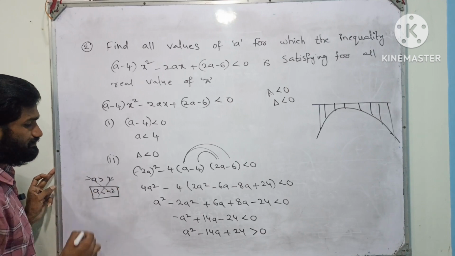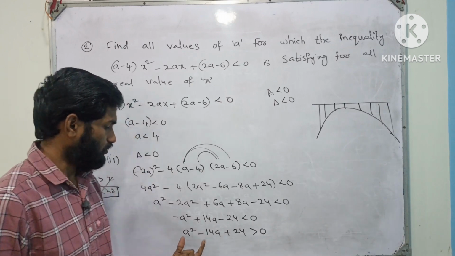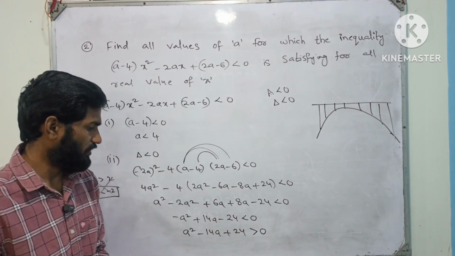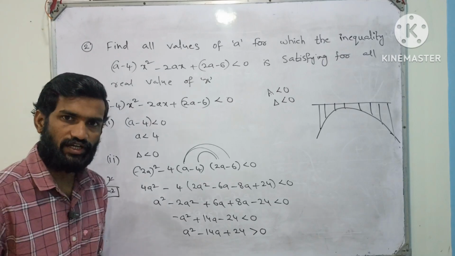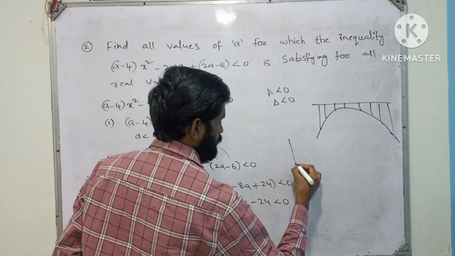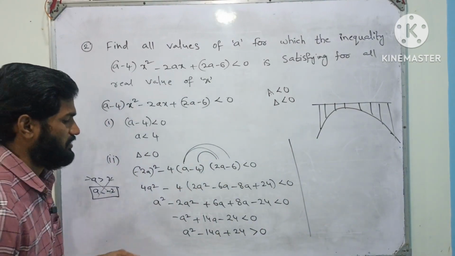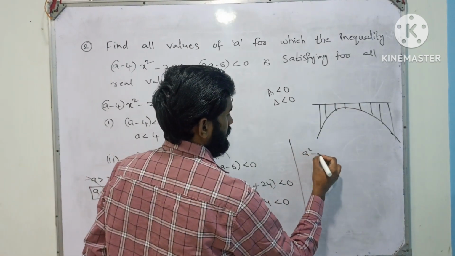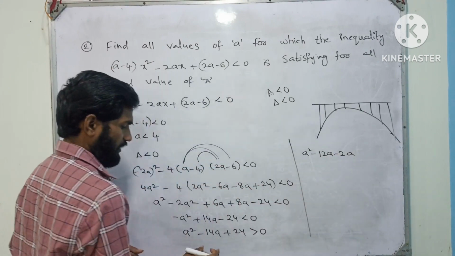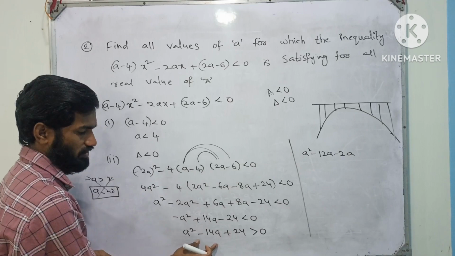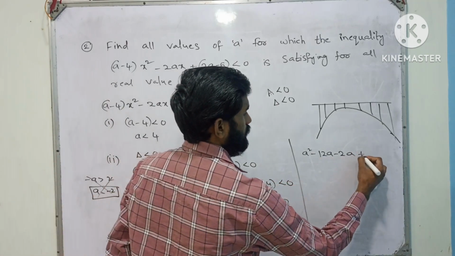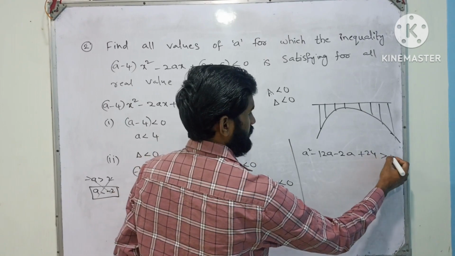Okay. Now, just observe here. What are the values we can take here? 24 we need to get, and 14 we need to get. 12 twos are 24. So, what can I take here? a square minus 12a minus 2a. Minus 14a we can write as minus 12a minus 2a plus 24, which is greater than 0.